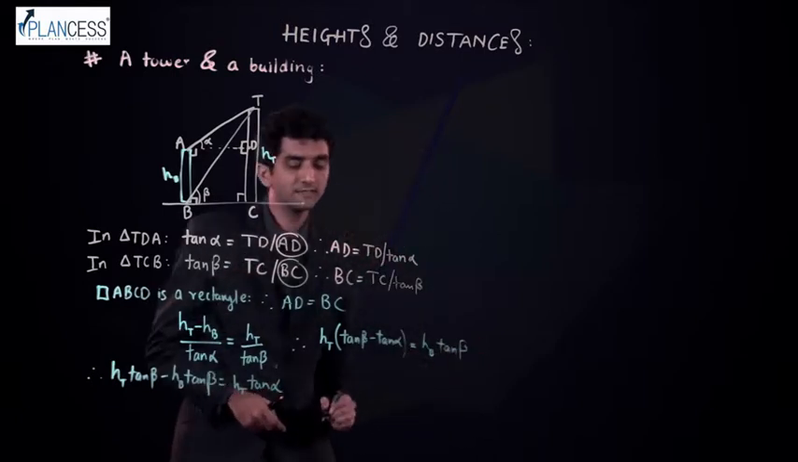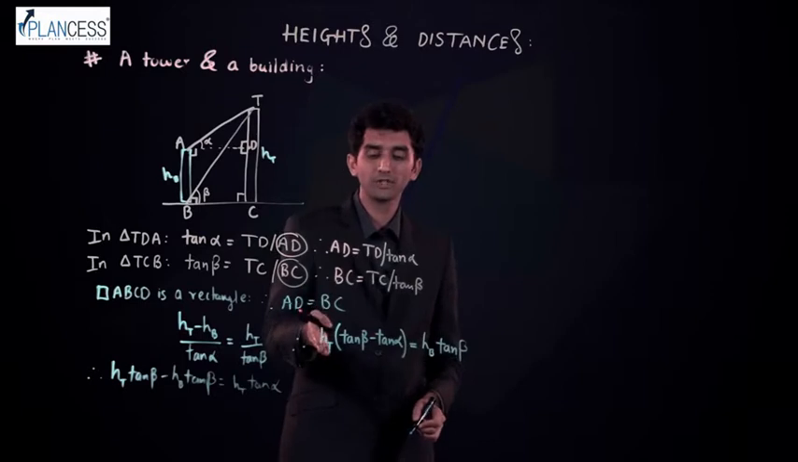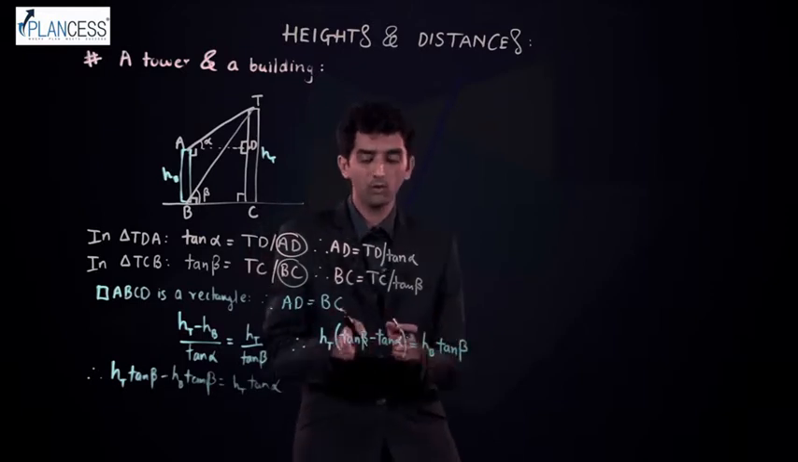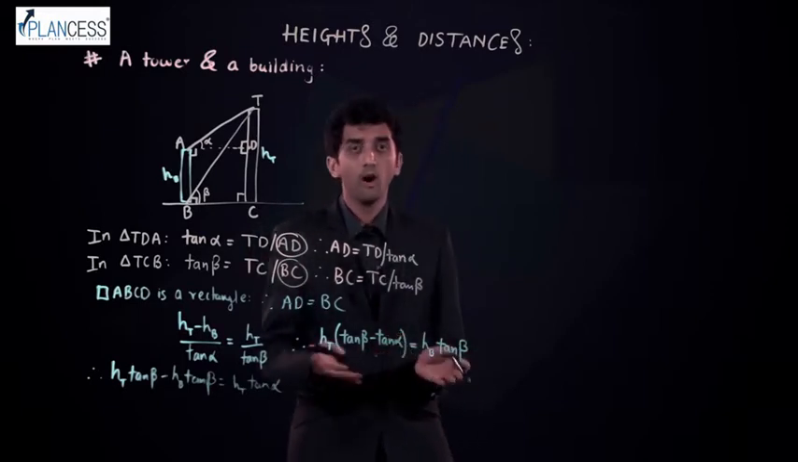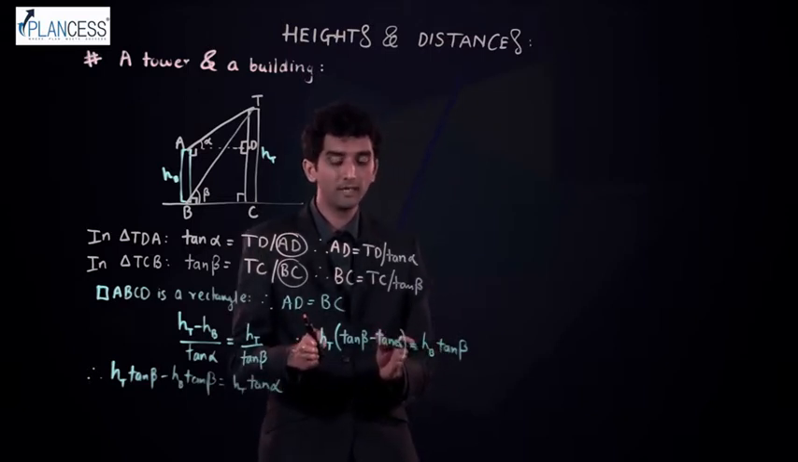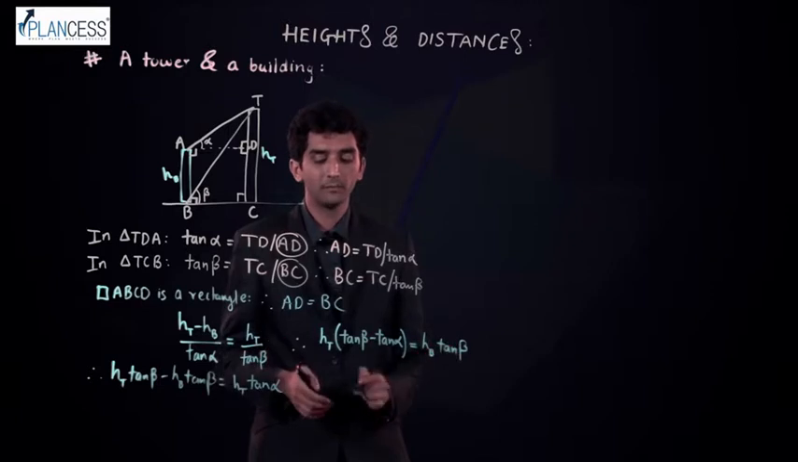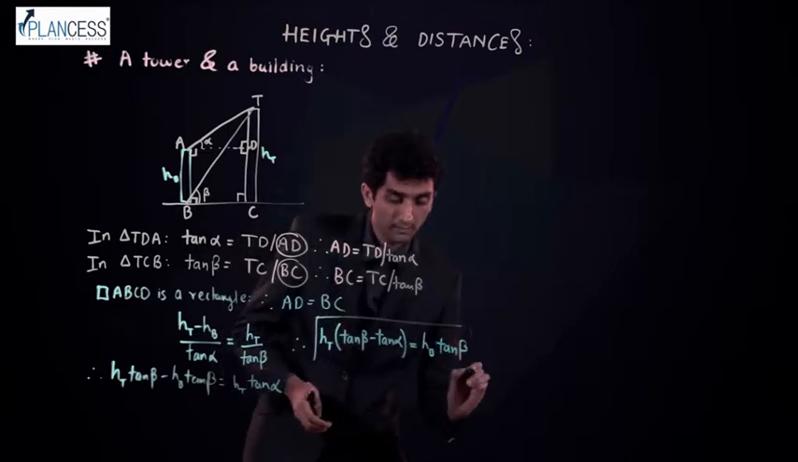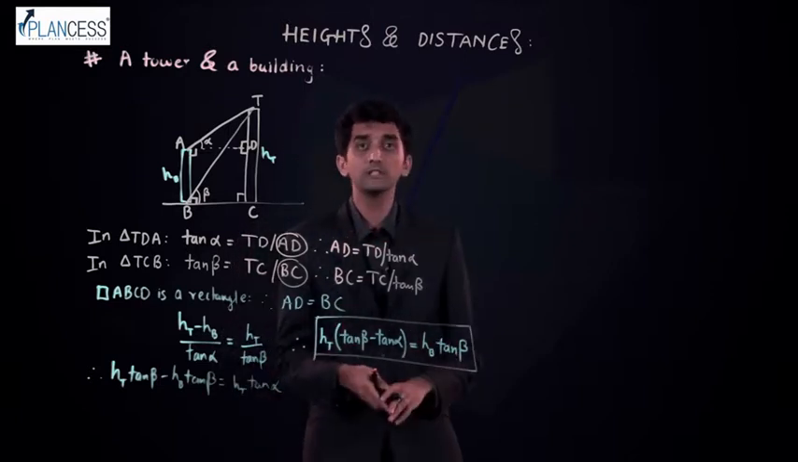Now using this relation you can get HT as HB tan beta over tan beta minus tan alpha, or on the other hand you can get HB as HT times tan beta minus tan alpha over tan beta. So I leave that up to you. Depending on the problem you can use either of them.